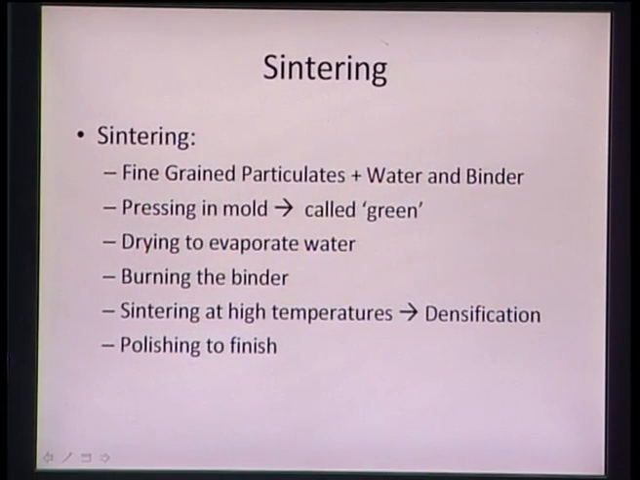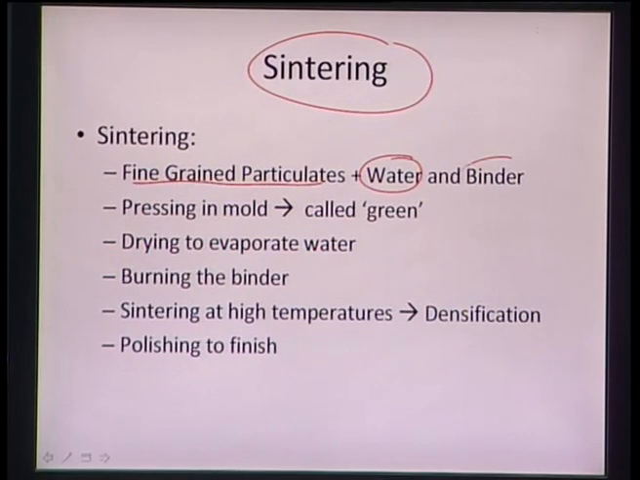So the first technique of thermal processing is sintering. In sintering, we take a fine grained particulate and add some water and some binder to it, so that all the particles can get bound together, and then we press them in the mold. After pressing, we get an approximately near net kind of shape, and it is called a green. So green is attained once we take our particulate material, add water, add binder, and then press it to an approximate near net shape.